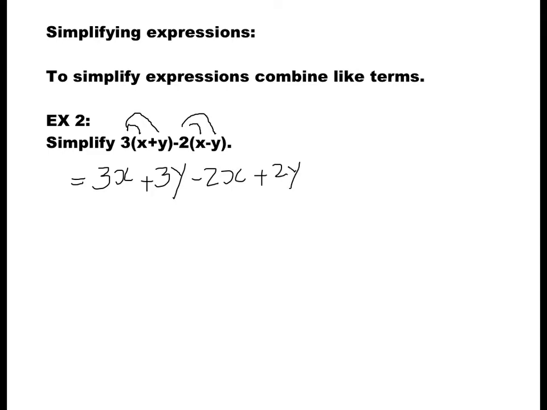Now, 3x and negative 2x are like terms because they have the same variable, and the variable has the same exponent, which is 1. So 3x minus 2x is going to give me x, and 3y and 2y are like terms. 3y plus 2y is going to give me 5y. And I can't go any further because x and 5y are not like terms.